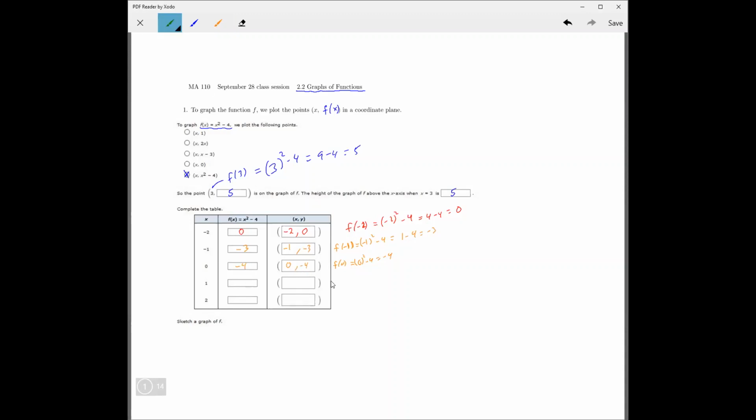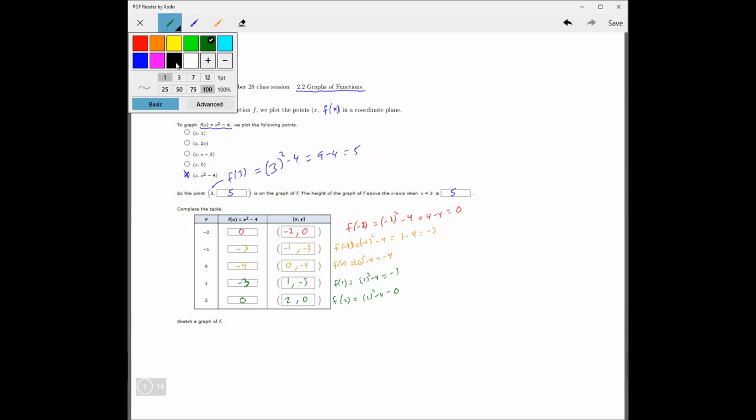And f of 1 is 1 squared minus 4, which is -3. That means that 1, -3 will be on the graph. And then this last one, f of 2 is 2 squared minus 4, which is 0. So that means 2, 0 will be on the graph. Okay, so we have a bunch of points there that are going to be on the graph, and then the next problem is to sketch it.